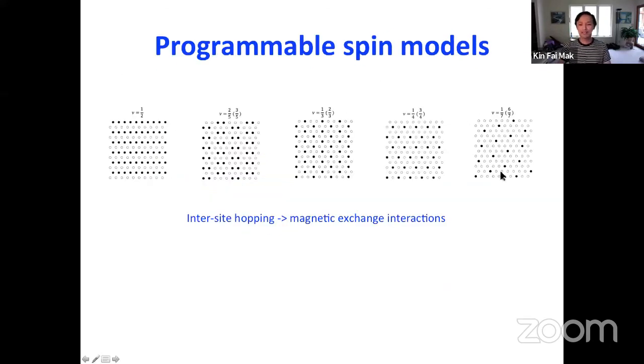So this is the set of charge order states we have observed in our system. You can think of it basically as an electron lattice in the system, but it's an electron lattice that can be changed by just a simple gate voltage. So you can think of it as a programmable electron or spin lattice in the system. And once you turn on the intersite hopping between the electrons in this system, you are turning on the magnetic exchange interaction. So it's a very interesting system to simulate spin models with different lattices.